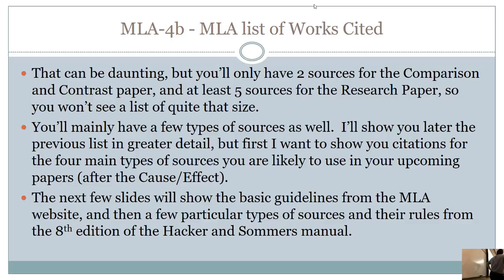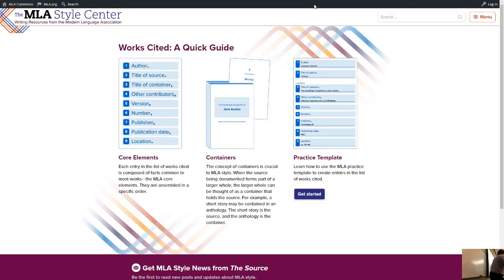MLA has this thing they've come up with, and the reason this book used to be about twice as thick, now it's only this big, is that MLA said, hey, let's just simplify this to this thing called containers, and now everything makes sense. So they think it helps simplify things, and this sort of does, but what they're essentially saying is, for any source you have, you want to cite the author, title of the source, the title of the container that it's in, any other contributors like editors, version number, the number, publisher, publication date, and location.